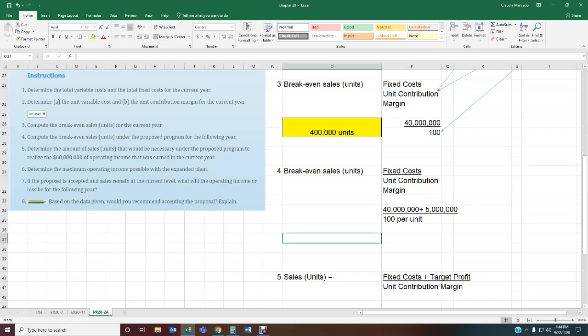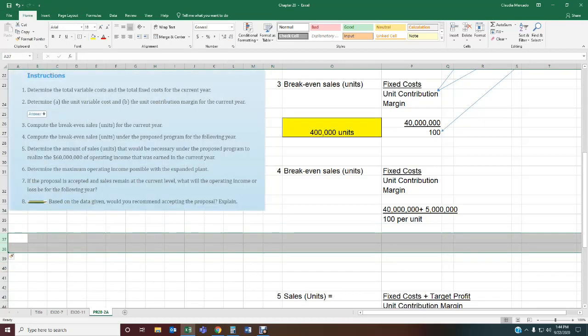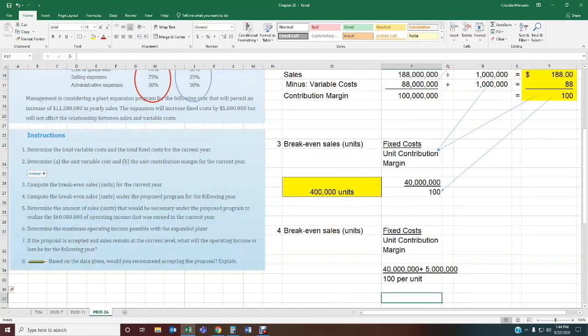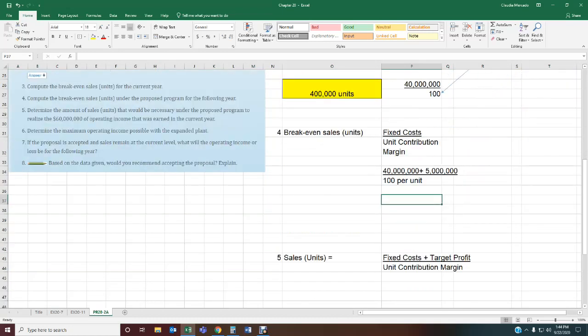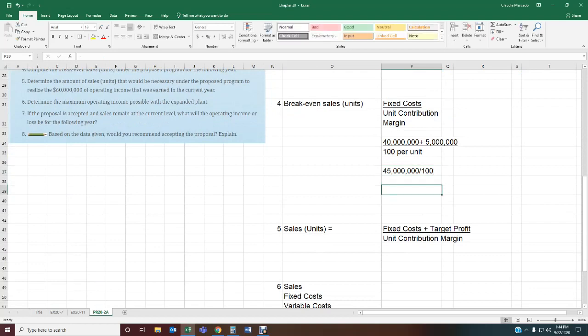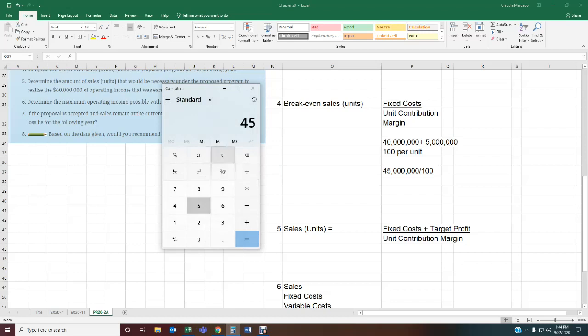Now we can calculate. So I've got 40 million. Well, let me not calculate yet. Let me do another line item. So 40 million plus 5 million. This 5 million is the extra that's going to be an increase on the fixed cost for the expansion. So that'll be 45 million. And I'm going to divide by my unit contribution margin of 100. Now I can get my calculator. 45 million divided by 100 gives me 450,000 units.